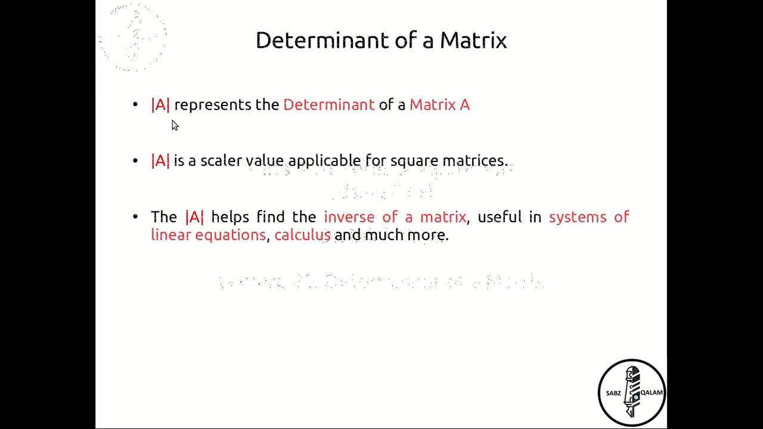So this symbol represents the determinant of a matrix, and this is a scalar value. A determinant is a scalar value which is applicable only for square matrices. So it has to be a 2 by 2 or a 3 by 3 or a 4 by 4 or an n by n matrix. You can't have different number of rows and columns. A determinant is very helpful if you want to find the inverse of a matrix, or the system of linear equations or calculus, and really it's useful in a lot of things.